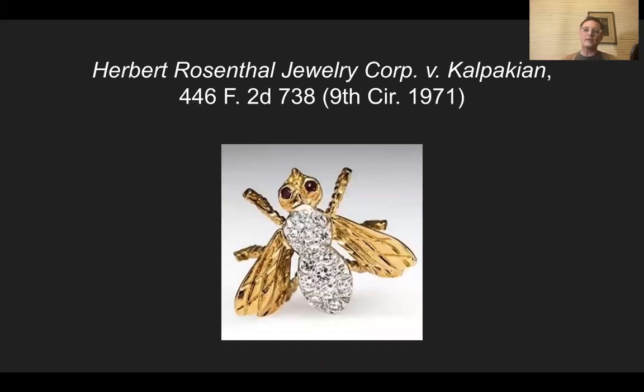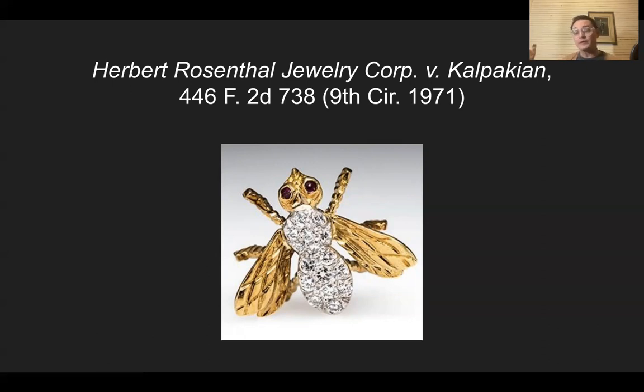Okay. And then in the Rosenthal v. Kalpakian case, what happened was Rosenthal was in the business of, among other things, creating brooches in the shape of bees, right? And they create a wide range of different brooches. It's not entirely clear exactly which one was the subject of this particular allegation, but I've heard people suggest that this is an image, or at least close to an image, of the relevant bee brooch in question.